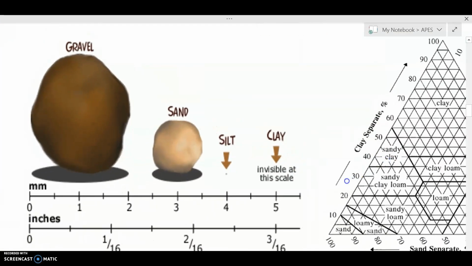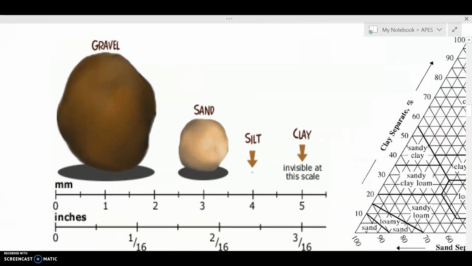Okay, but nevertheless, the size of the soil particle is directly correlated to the porosity of the soil. So the porosity is how much water the soil allows to go through it. So just know that the larger the size of the particle, the more water it allows to go through it. Vice versa, the smaller the particle, the less water.